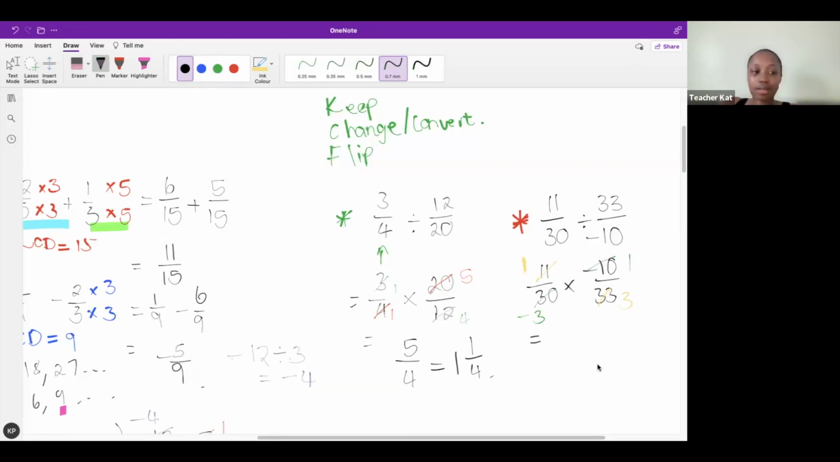Okay, now let's see what my new answer is. The top, we have 1 times 1. What's my answer for that? 1. And at the bottom, I have a negative 3 times 3. What's negative 3 multiplied by 3? Negative 9.